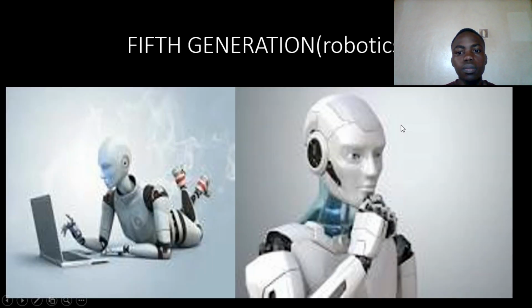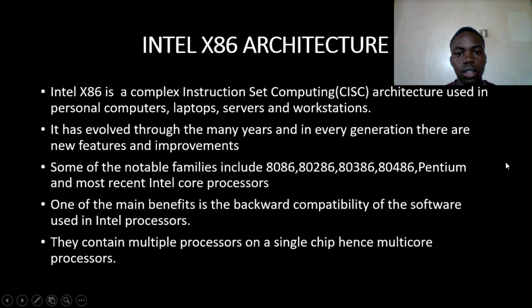To continue, this is a brief example of the fifth generation where we see robotics. Robots were now taking over, being created in various countries and various industries.